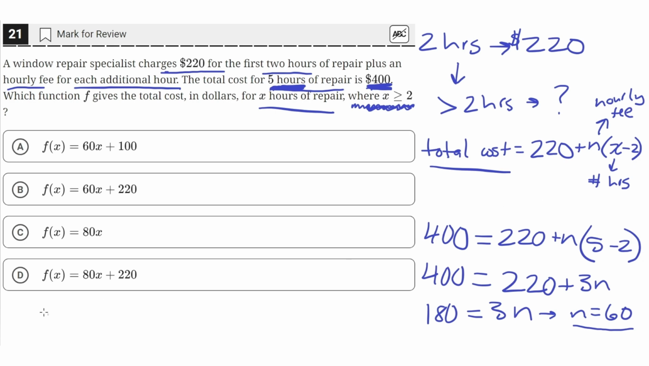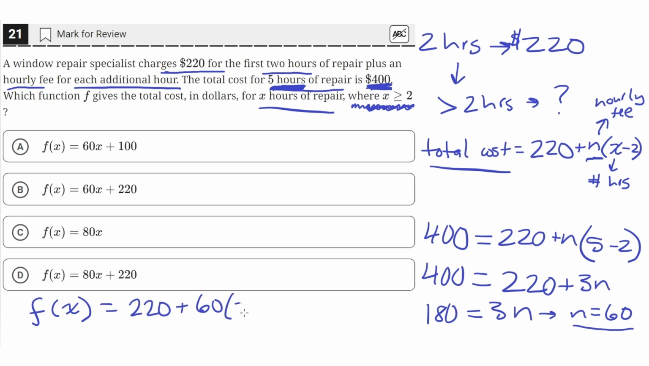So let's do that here. So we say that our total cost, we'll say that's f of x now, since that's what the problem statement wanted us to give it as. It's a function f that gives the total cost as a function of the x hours of repair. So f of x equals 220 plus 60, since n is now 60, since we solved for that here.